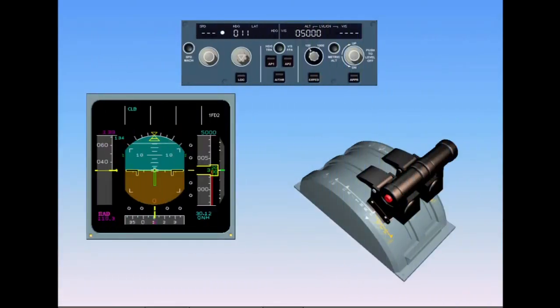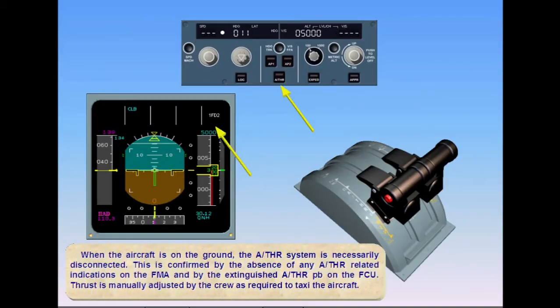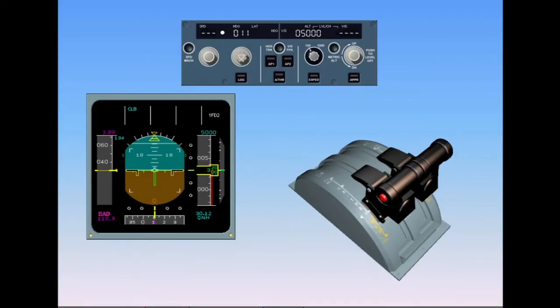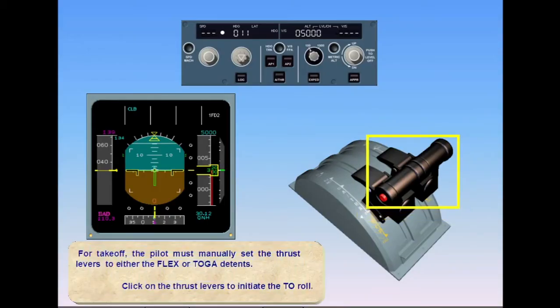When the aircraft is on the ground, the autothrottle system is necessarily disconnected. This is confirmed by the absence of any autothrottle indications on the FMA and by the extinguished autothrottle push button on the flight control unit. Thrust is manually adjusted by the crew as required to taxi the aircraft. For takeoff, the pilot must manually set the thrust levers to either the flex or TOGA detents. Click on the thrust levers to initiate the takeoff roll.